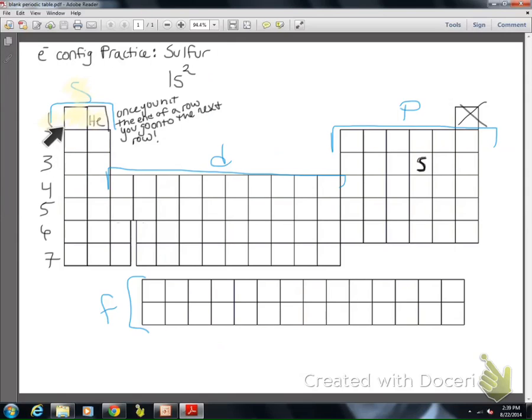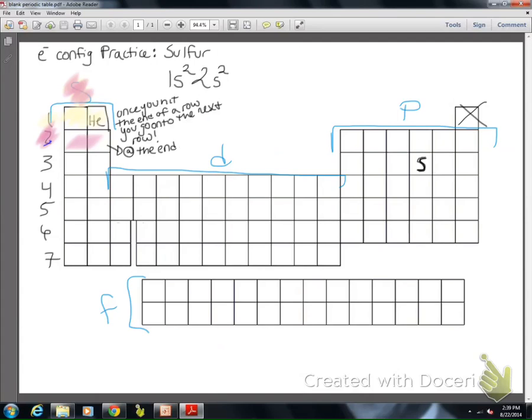What I like to say is, I'm in my row 1, I know I'm in block S, and I've gone 2 over in that block, and I have not hit sulfur yet. So I'm going to write down 1s2 as the beginning part of my electron configuration. Because I haven't hit sulfur yet, I'm going to move on to the next row. So now I'm going to move on to 2s, and I've gone 2 over in the S block, and I still haven't hit sulfur. And so that's why I'm going to write the 2s2 right there.